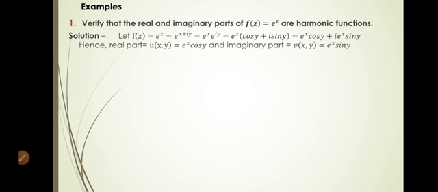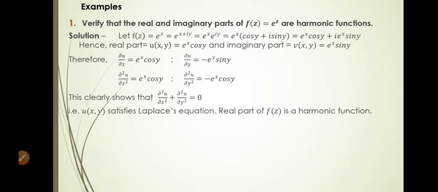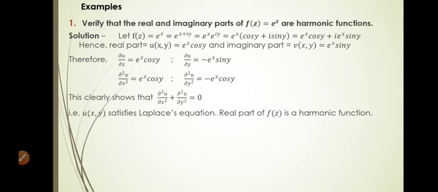Now consider the real part u, find its two first order partial derivatives and then second order partial derivatives with respect to x and y. From these results it is clear that adding them gives 0, that is ∂²u/∂x² + ∂²u/∂y² = 0, meaning the real part u satisfies Laplace equation and hence the real part of f(z) is a harmonic function.